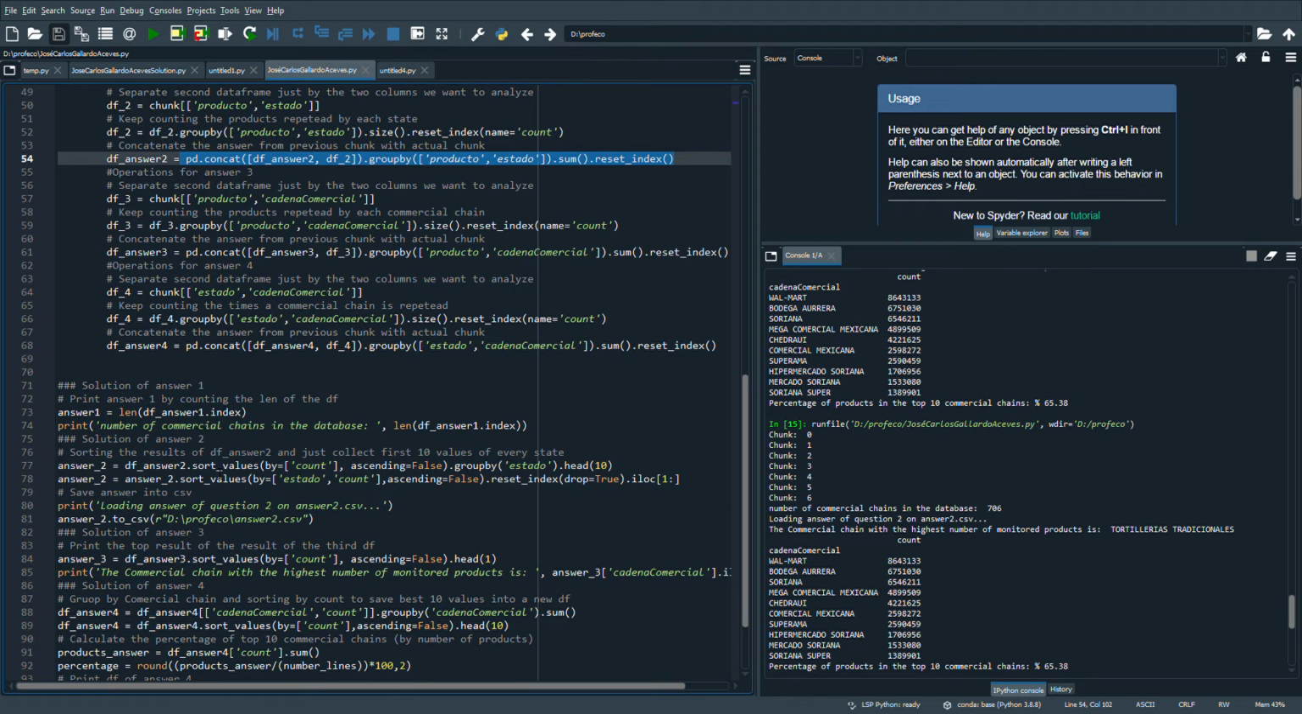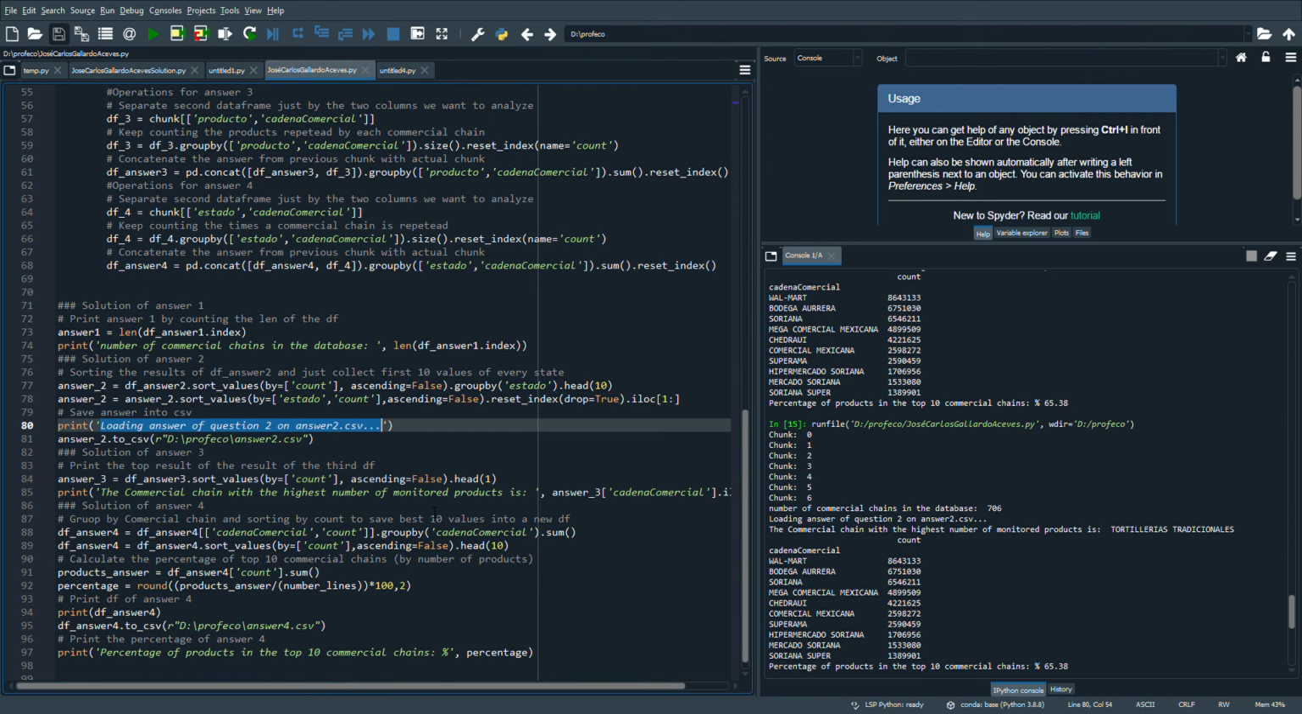Then I needed to sort the values by the counts in a descending way and group by state. Then I, of course, apply a head just to get the first 10 values for each state. So that was the answer. The answer is in the CSV here in the same folder.